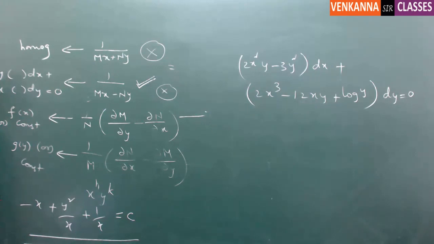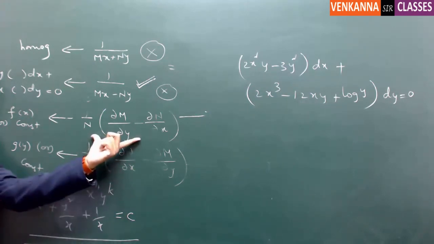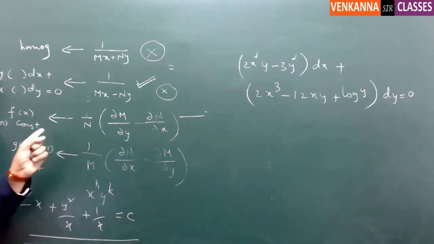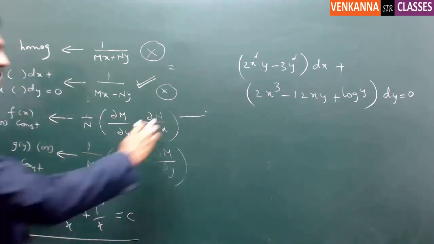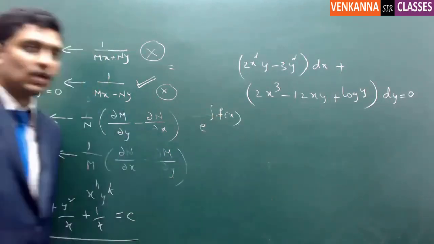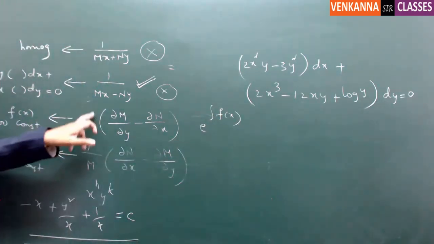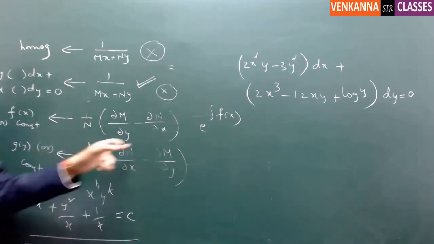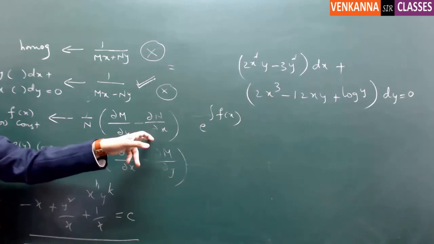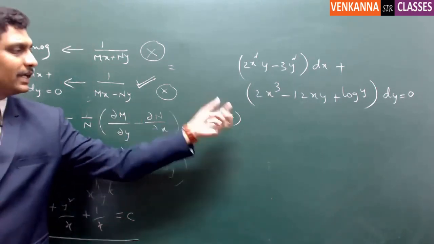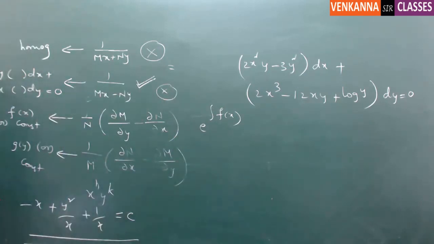So first you evaluate 1 by n into something, and you will get a function. e power integral f of x is the integrating factor. So if you evaluate 1 by n into dou m by dou y minus dou n by dou x, the whole thing should be a single variable function. Then for that result, you do e power integral of that function value dx.